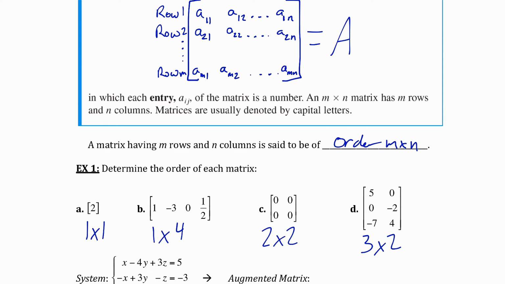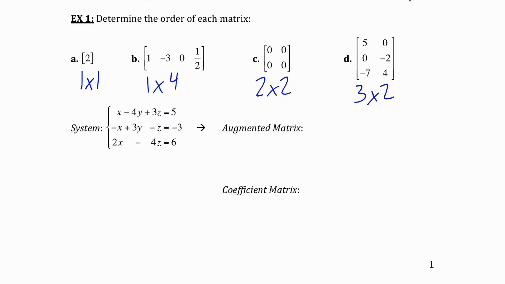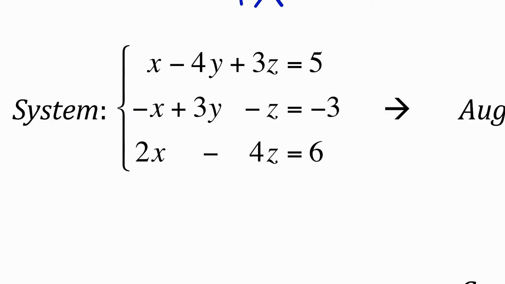So here's a system of equations, and we're going to translate this into a matrix. With the system of equations, you're only going to be using the coefficients in your matrix. Looking at these 3 equations, the first one is x minus 4y plus 3z equals 5. The next one is negative x plus 3y minus z equals negative 3. And the last one is 2x and then no y term, minus 4z.